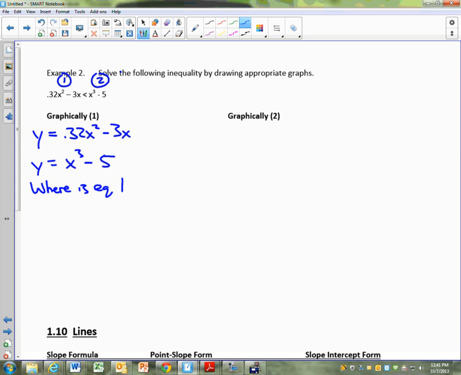Where's equation 1? Below. Not above, but below equation 2. That's the question we're trying to answer. If you're above, you're greater than. If you're below, you're less than. Makes sense, right? Pretty intuitive.